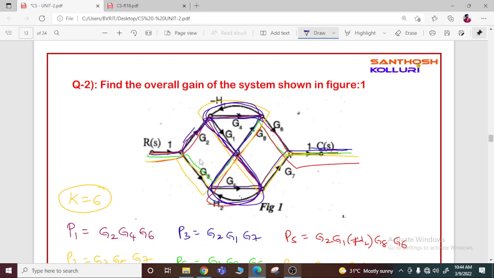Similarly for delta 2, this is the second forward path. This part is non-touching with the second forward path. Therefore delta 2 can be written as 1 minus of minus G4 H1. Delta 3, this is the third forward path which is touching all the parts of the graph.